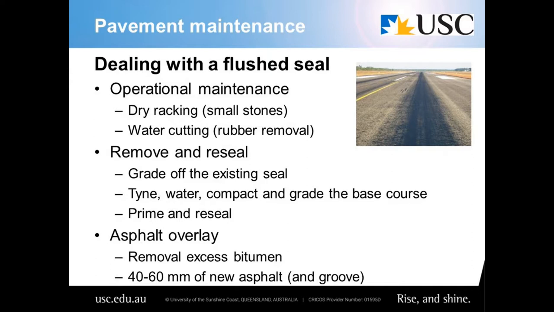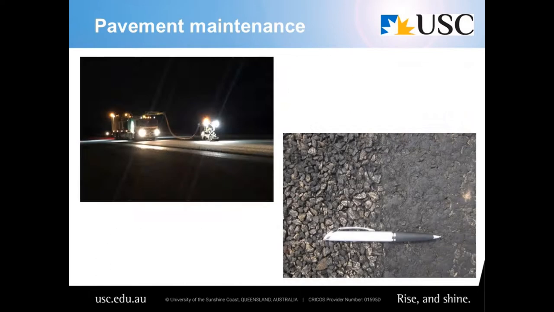The other option is to get rid of as much of the excess bitumen as you can and then put a new asphalt surface over the top. And of course, if you've got an asphalt surface, you're probably going to have to groove that asphalt surface, so that also becomes a very expensive option, especially when you remember that asphalt costs 6 to 10 times what a spray seal costs. So avoiding flushed seals is effort well spent, without any doubt.